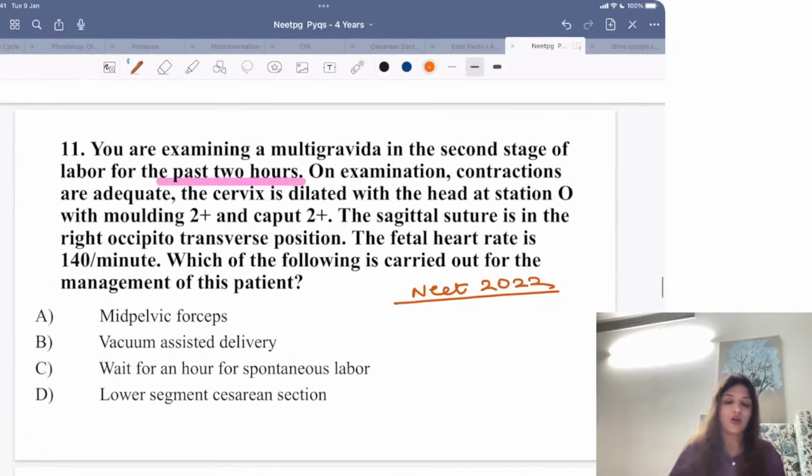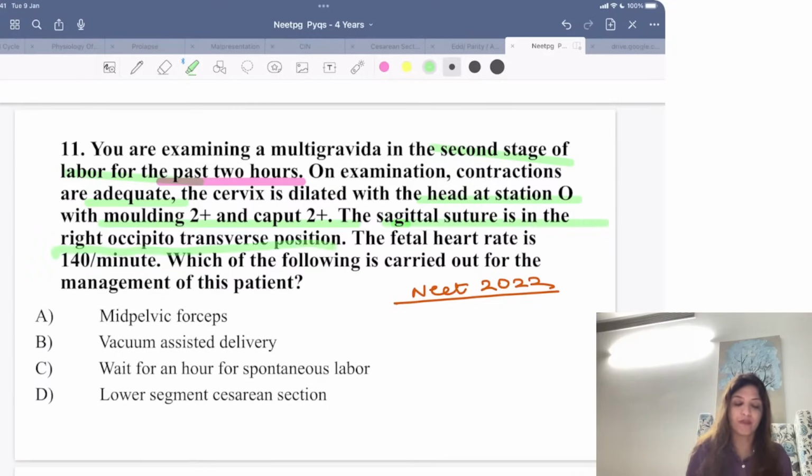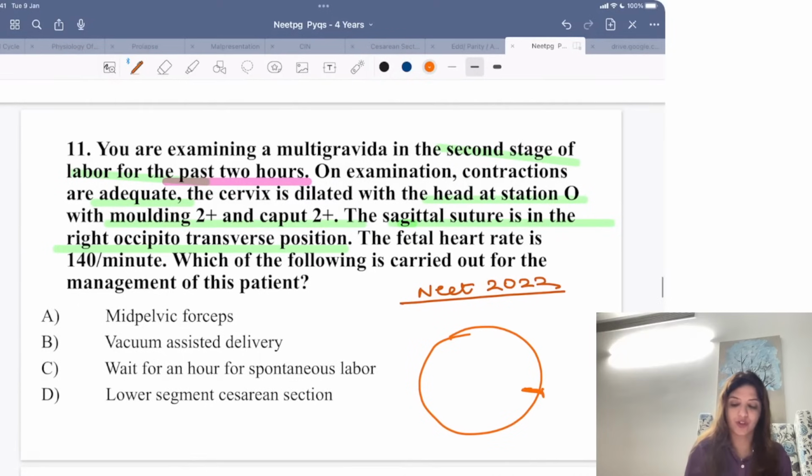Coming to the next question. Again, this was NEET 2022 question. You are examining a multigravida female in second stage of labor for past 2 hours. On examination, contractions are adequate. So she has been in second stage of labor for 2 hours. Cervix is dilated. Head of the baby is at 0 station. Caput is present. Molding is present. Sagittal suture is in right occipito-transverse position. So sagittal suture of the baby is in ROT position.